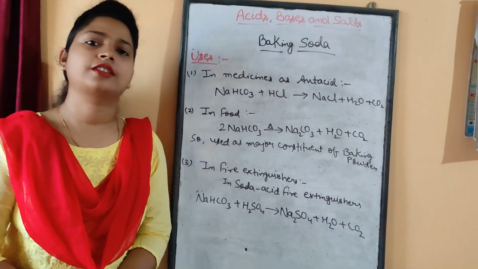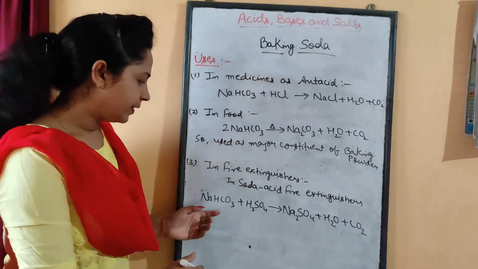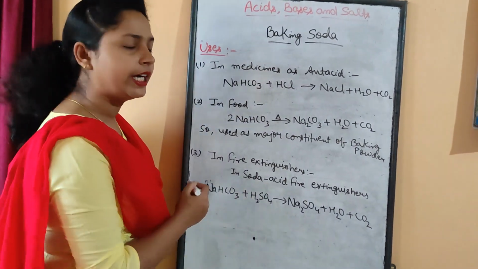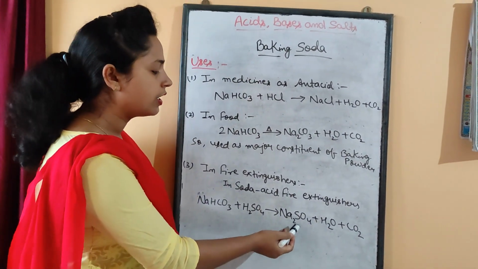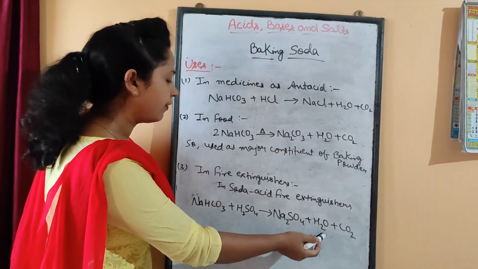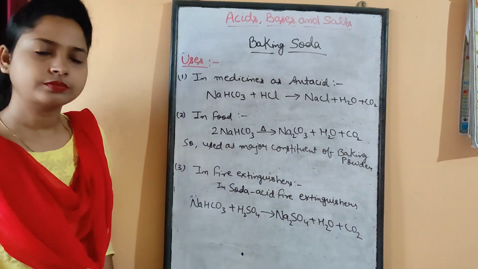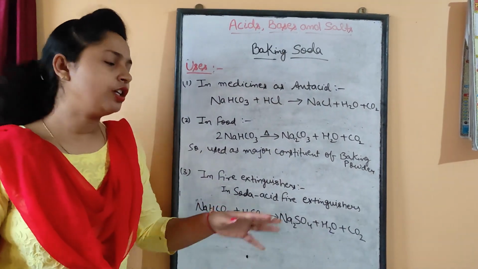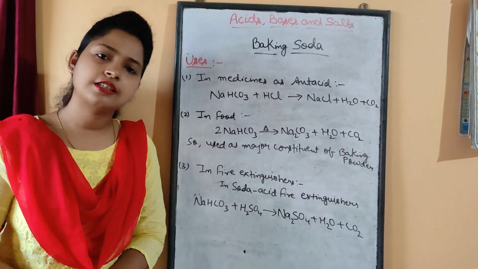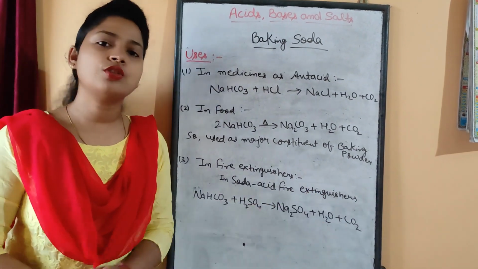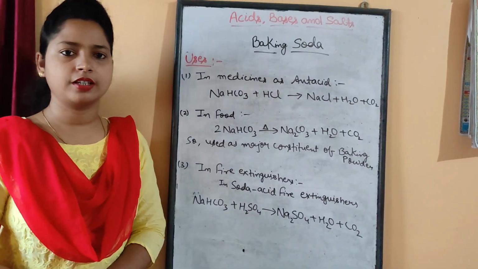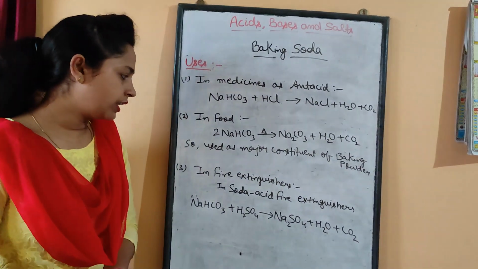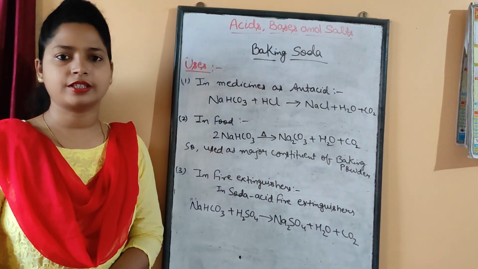Since baking soda and sulfuric acid are used in this type of fire extinguisher, that's why it is named soda acid fire extinguisher. When this baking soda reacts with the sulfuric acid present in the fire extinguisher, it will produce sodium sulfate with the release of H2O and CO2. This H2O and CO2 help in extinguishing the fire. H2O lowers the ignition temperature and CO2 cuts off the supply of oxygen. So this baking soda is also used for fire control in fire extinguishers.